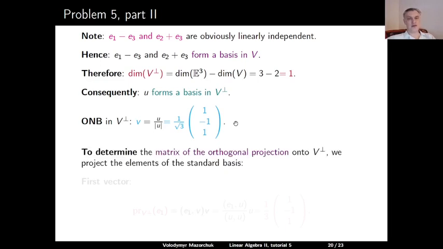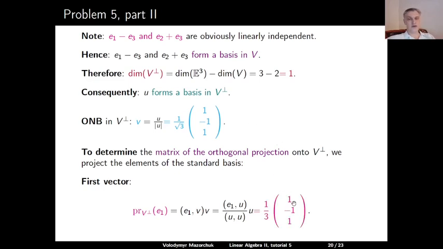And now, to determine the matrix of the orthogonal projection onto the orthogonal complement, we take elements in the standard basis E1, E2, and E3 and use the projection formula to compute the images under the projection. So the projection of E1 onto the orthogonal complement is, by the projection formula, V times the scalar product between E1 and V. And we can rewrite it as U times the fraction where the numerator is a scalar product between E1 and U, and the denominator is a scalar product between U and U.